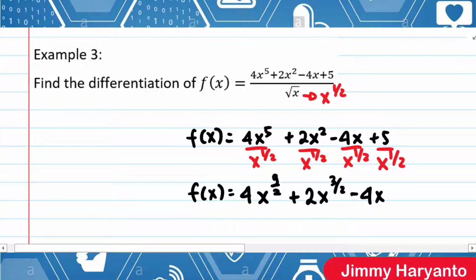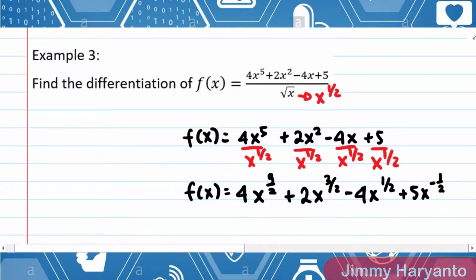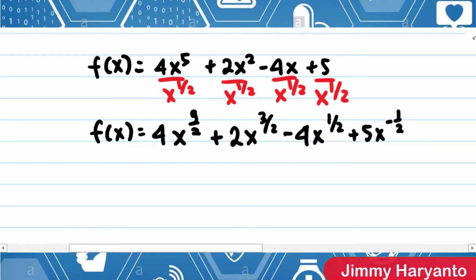If you remember, when you divide powers, that means you have to subtract the powers, right? 1 minus half equals half. And for this one, we cannot do anything besides move the x to the top. When you move the x to the top, you will have x to the power of negative half. There you go. We only have one row of a function. That means we are ready to differentiate it.